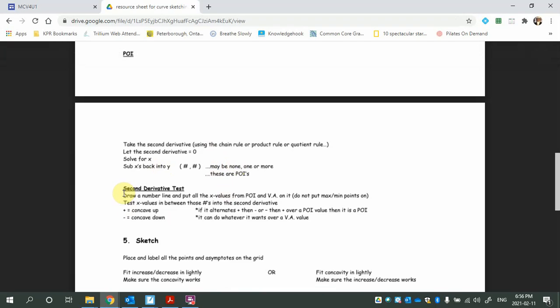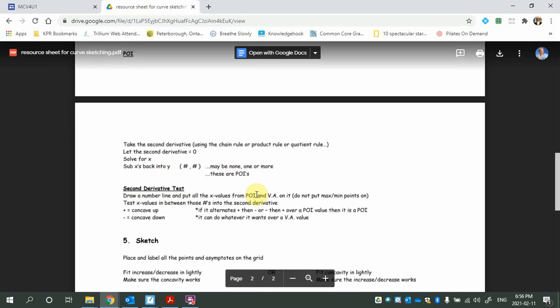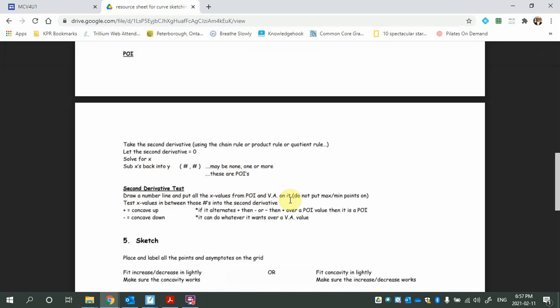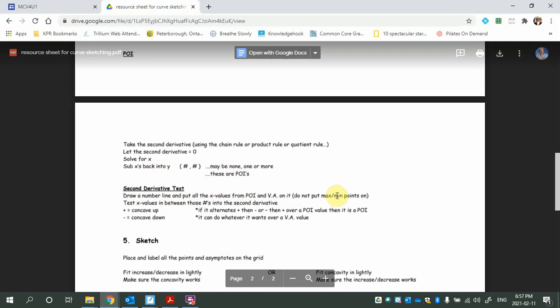So now, second derivative test. Boo. Draw a number line. Put on all the x values from the points of inflection. We're excited. We don't have them. Oh, and the vertical asymptotes. But here's the good news. Do not put on the max min points. Okay? They don't matter in second derivative tests. And then we can carry on.